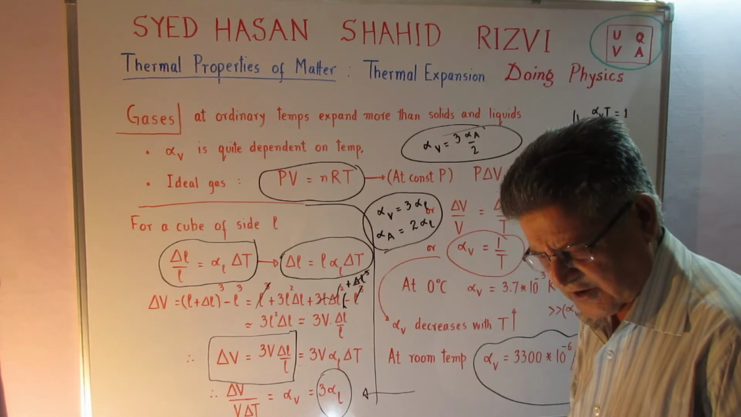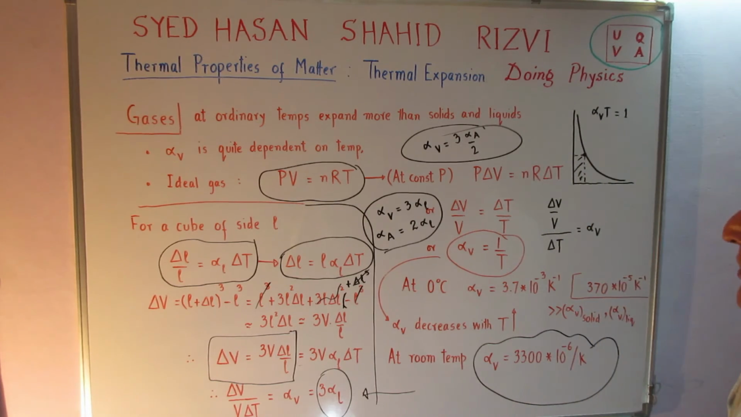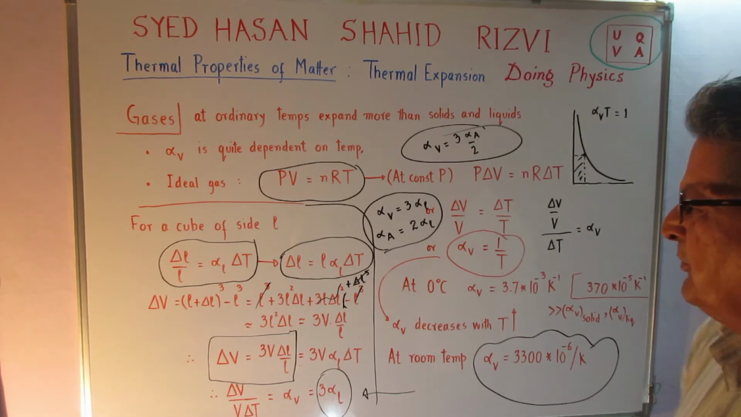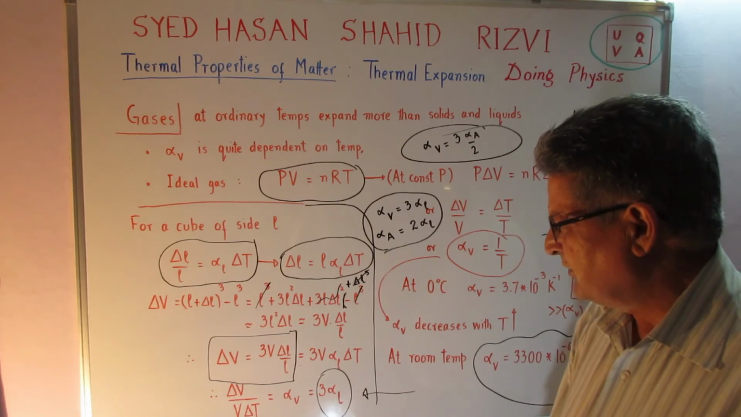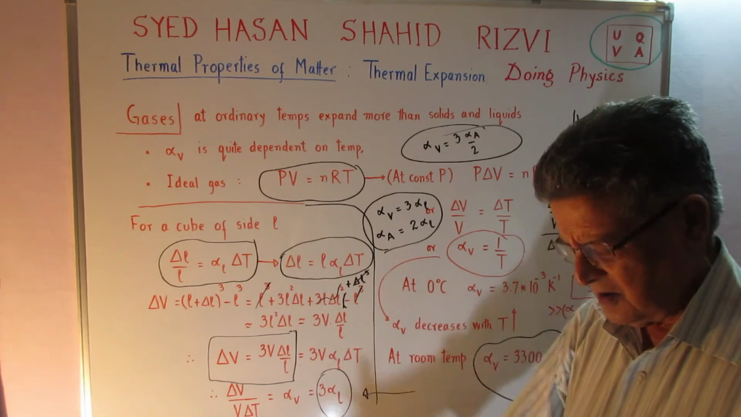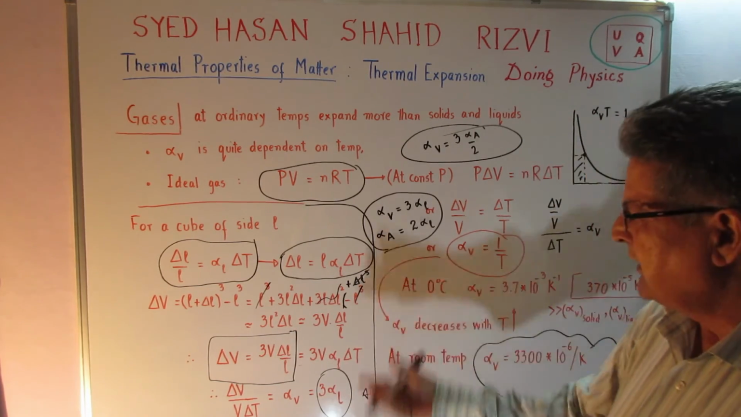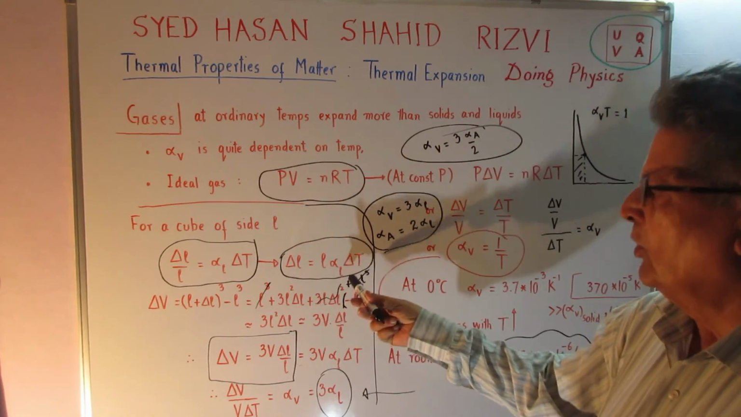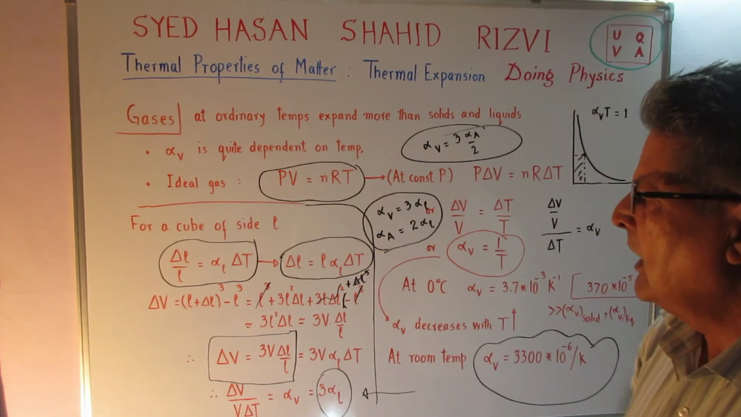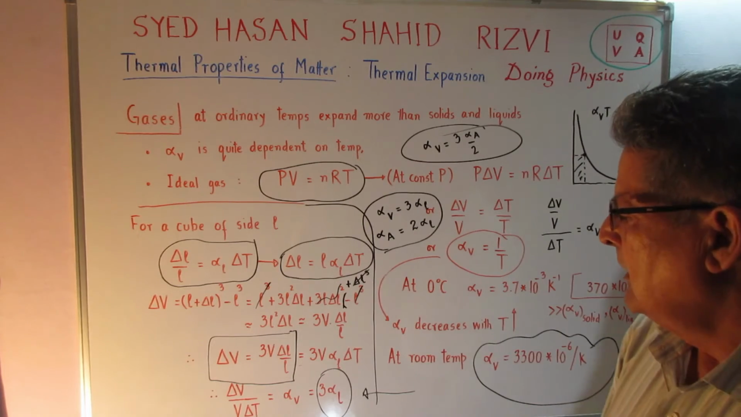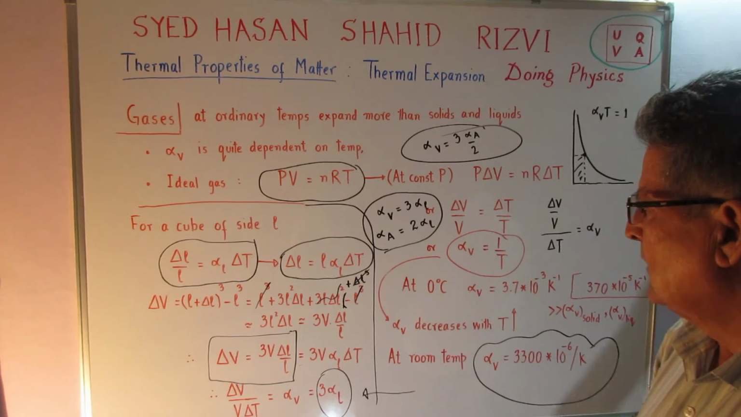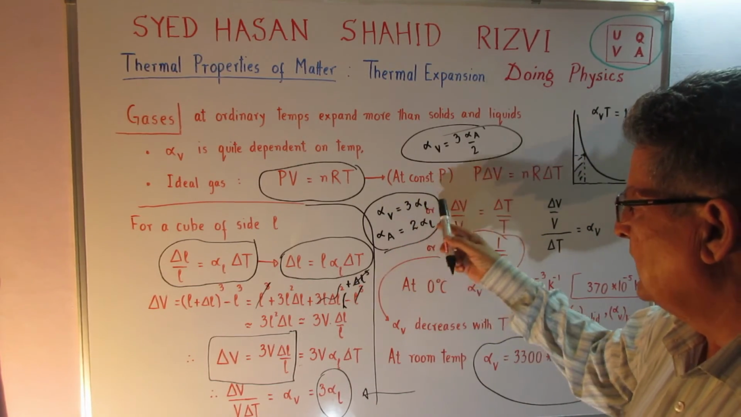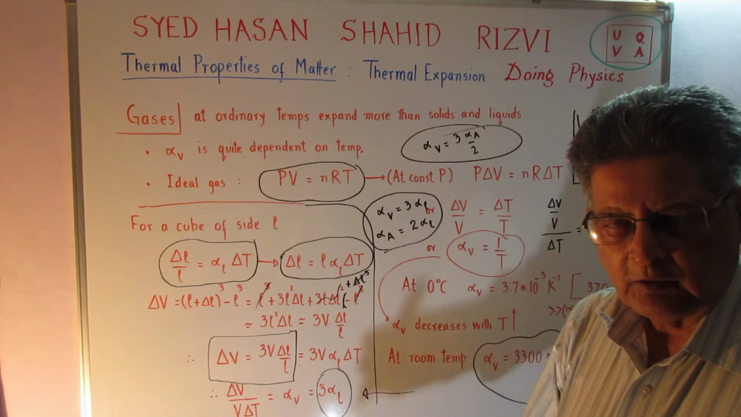of the tidbits here and there which you can derive in a couple of seconds, maybe 3 seconds, and you can obtain the result, provided you know the value of alpha L, and from there you get the value of alpha A and alpha V. You can derive very, very quickly.